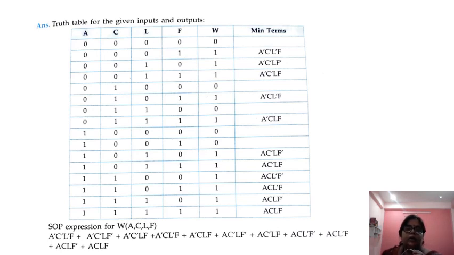So here, where the condition is true, that is your output. Where the condition is true, we have got that term. For all four, A, C, L, F, it means A naught, C naught, L naught and F is there. Where there is 0, it is complemented. Now this is our SOP expression for this. Okay, now see how we find all the expressions we have to write here.